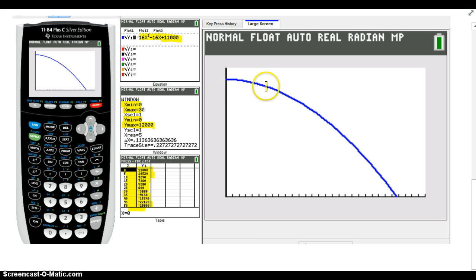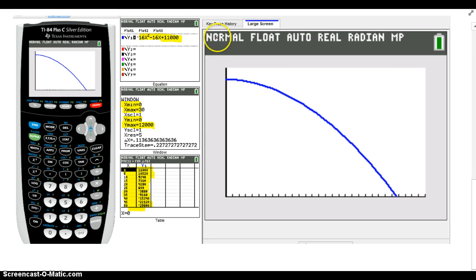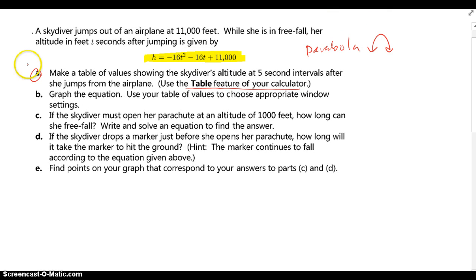So there's our window, there's our table, and here's our equation in y equals, and it looks like the graph is a parabola opening downwards as we had suspected. And we know the vertex starts at 11,000, because that's how high the skydiver was to begin with, and then the skydiver jumps and keeps going down and down and down, and at some point, which we know must be after 25 seconds based on our table, the skydiver is going to land and hit the ground. And this is all my height. Now let's go back up. So we looked at part A.